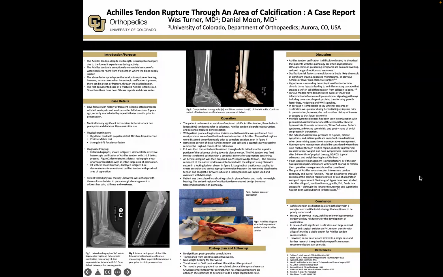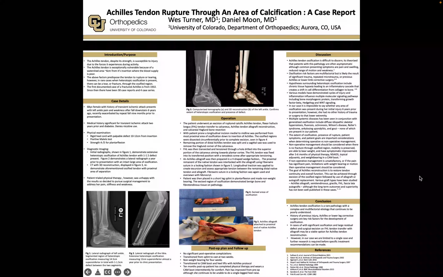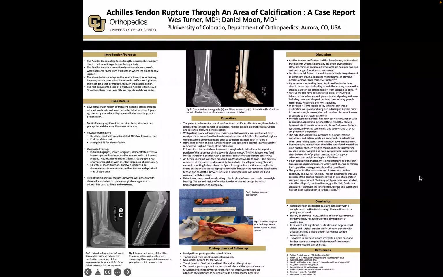There hasn't been any long-term studies showing outcomes or superiority, but there have been comments in the literature about surgeon preference, and that whatever the index surgeon is more comfortable and capable of doing will often have better surgical outcomes. In the conclusion for our case, Achilles tendon ossification is a rare pathology with a complex and multifactorial etiology that continues to be poorly understood.